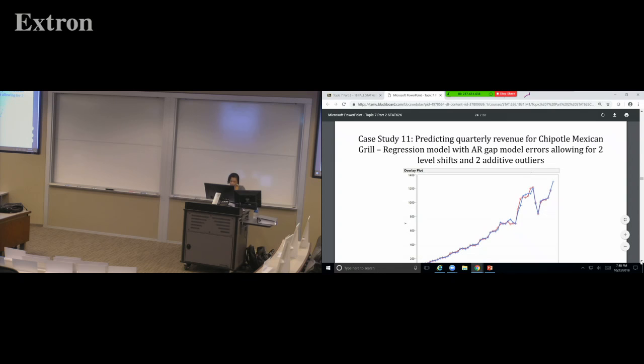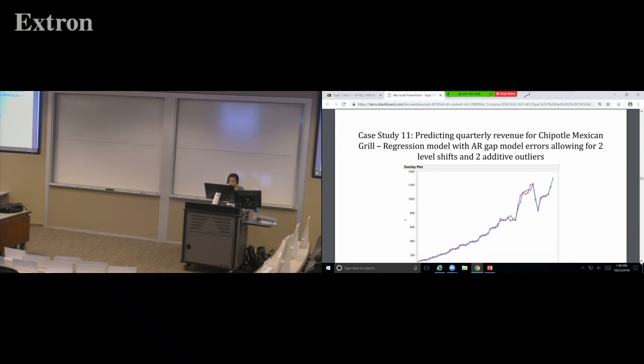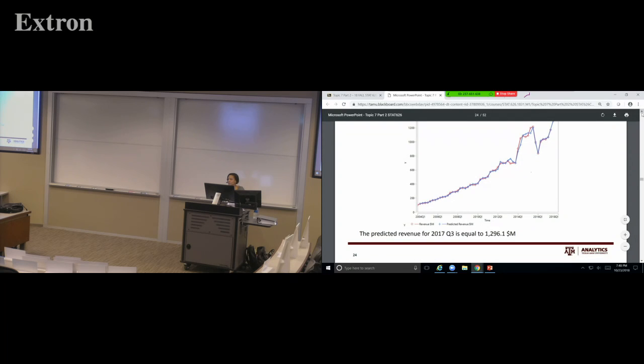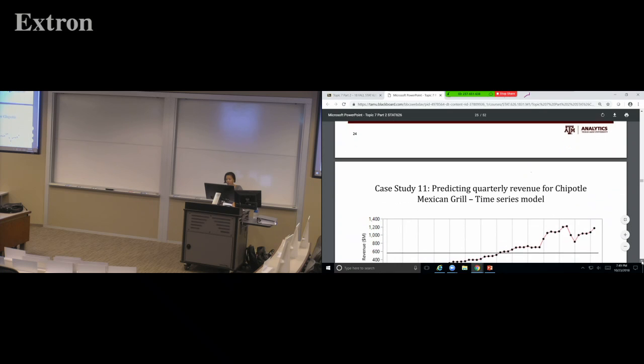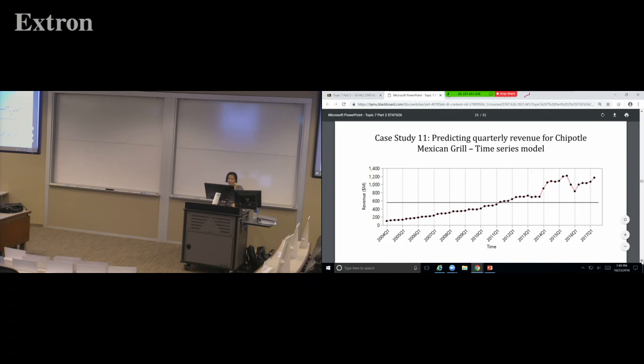All right, so that was the idea of the forecast. This is a visual of the forecast for 2017 quarter 3. Okay, so that's one possible model using regression with autocorrelated autoregressive 5 errors.